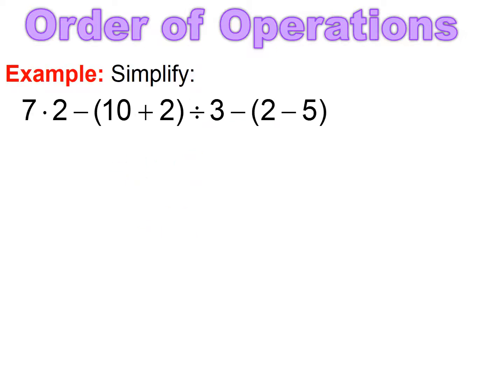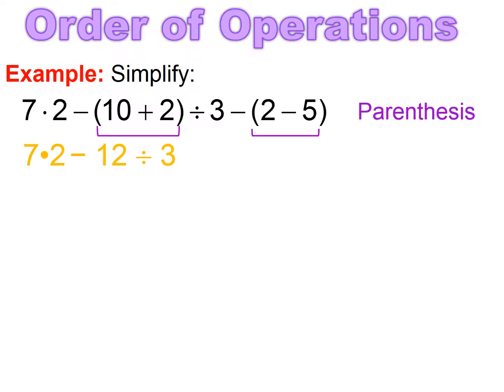Now we're going to do a more involved problem. So again, when you see grouping symbols or parentheses, you want to go with them first. So I'm going to do the grouping symbols first, which is addition, and then the other is subtraction. And I'm just going to bring down what's on the outside as I work. So I have this 7 times 2, and then I do that grouping symbol, which has 10 plus 2 in it. So I end up with 12, and then I'm bringing down that divided by 3.